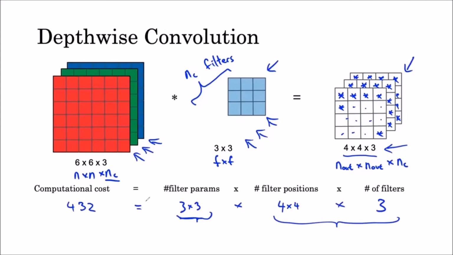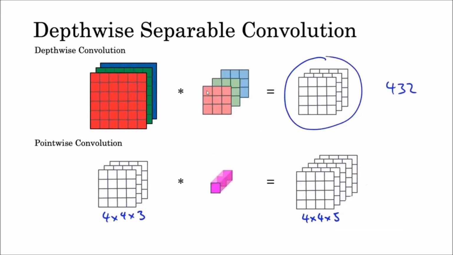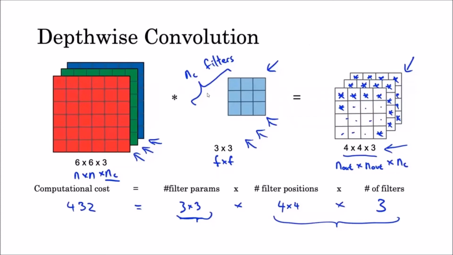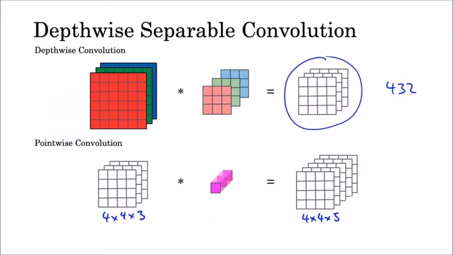What is the computational cost? Now we will calculate. The filter parameters are only 3 into 3 because no channels are there, the filter positions are 4x4, and the number of filters is 3. So the total computational cost is 432. We have completed the depthwise convolution. 432 is a very small number, but we also have to calculate the computational cost due to the pointwise convolution. Depthwise separable convolution means we perform depthwise convolution followed by pointwise convolution.